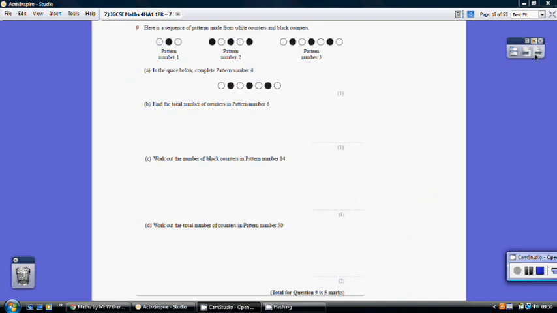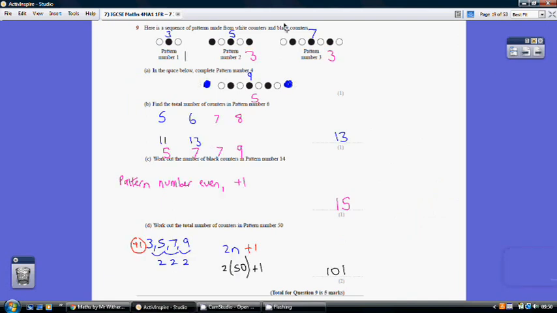Question 9, part A. So we can see the way the pattern goes, we add to both ends. So to go from pattern number 1 to pattern number 2, we added a black on to either end. Then to go from pattern 2 to pattern 3, we added a white on either end. So to go to pattern number 4, we're just going to add another black on either end. Now part B, find the total number of counters in pattern number 6.